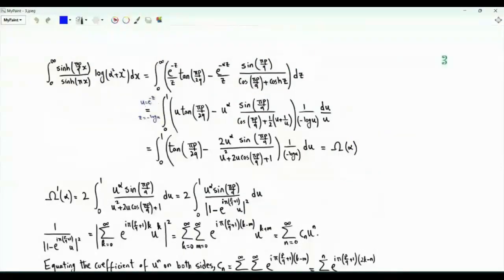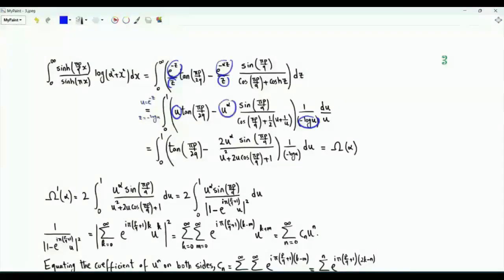Let's do a change of variables. u is equal to e to the minus z, which means that z is minus log u. dz is minus du over u. When z is 0, u is 1. When z tends to infinity, u tends to 0. z in the denominator becomes minus log u. e to the minus z is u.